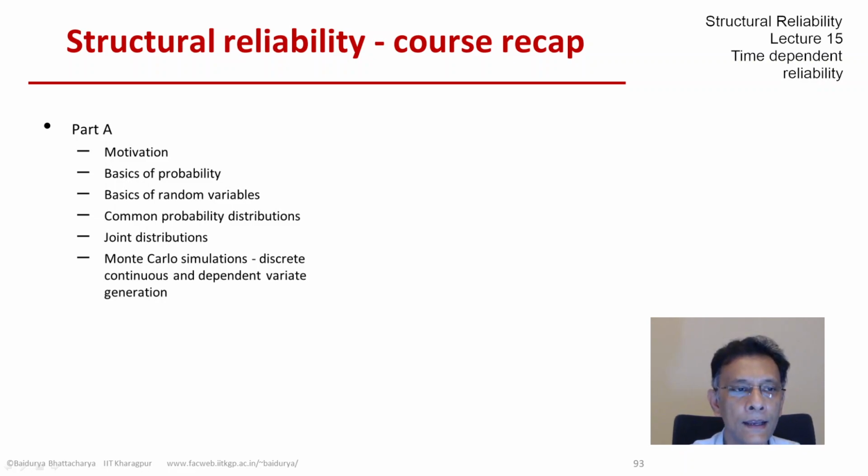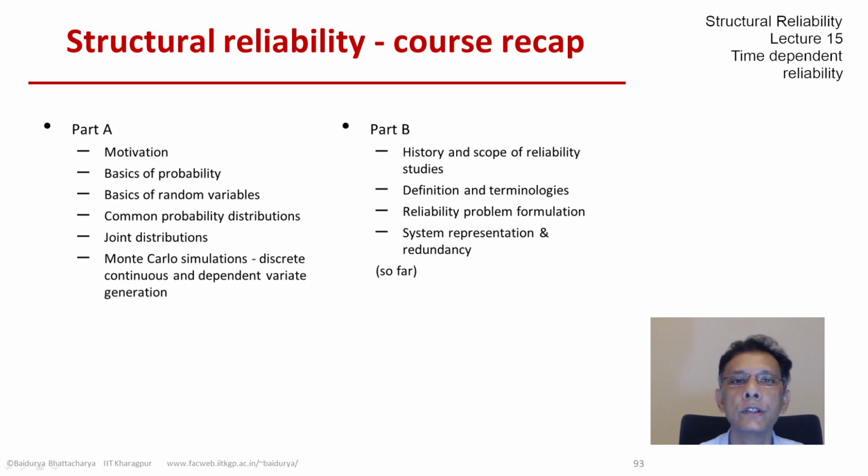In part A, we discussed the motivations for this course, went through the basics of probability theory, the basics of random variables, described a few distributions, both discrete and continuous, that occur commonly in the subject, joint distributions, convergence, and introduced Monte Carlo simulations, particularly generation of discrete, continuous, and dependent variates.